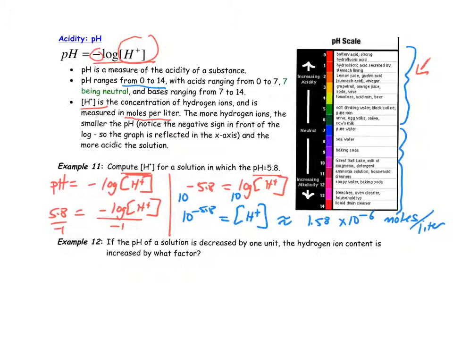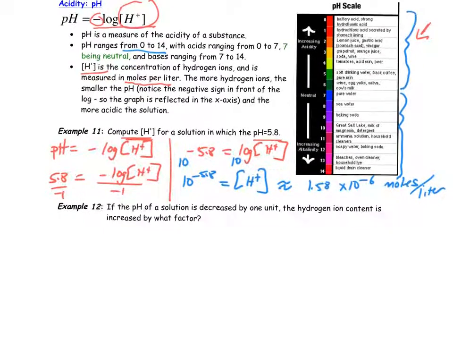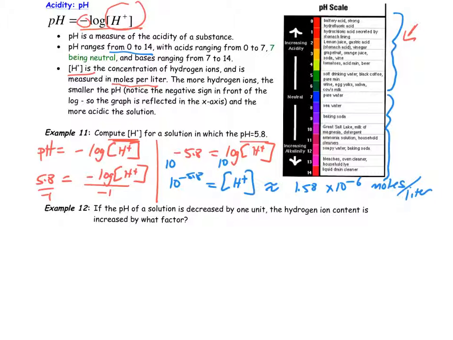In the last example, we're going to do the problem in reverse, and we are going to figure out what happens if we decrease the pH by 1 unit. And this is similar to what we saw with the Richter scale, the last Richter scale example. Okay, so for purposes of this problem, let's say that we let the pH go from 3 to 2, and we'll compare the hydrogen ion concentration for each one of these.